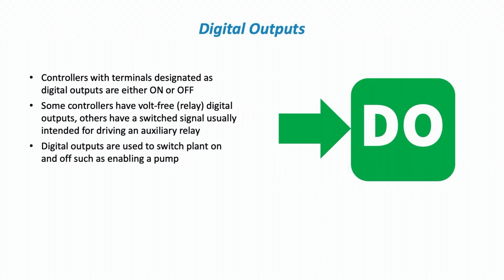We also have digital outputs. If you have controllers with digital outputs, then they will either be on or they will be off. And obviously we use this for switching plant on and off, boilers, pumps, fans, whatever it is. We switch them on and off using a digital output. The way the digital outputs are configured does actually tend to vary considerably depending on the types of controllers you've got.